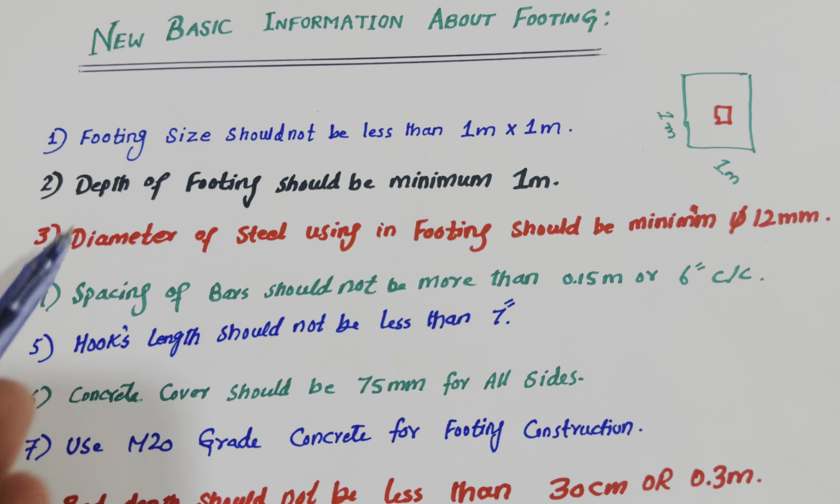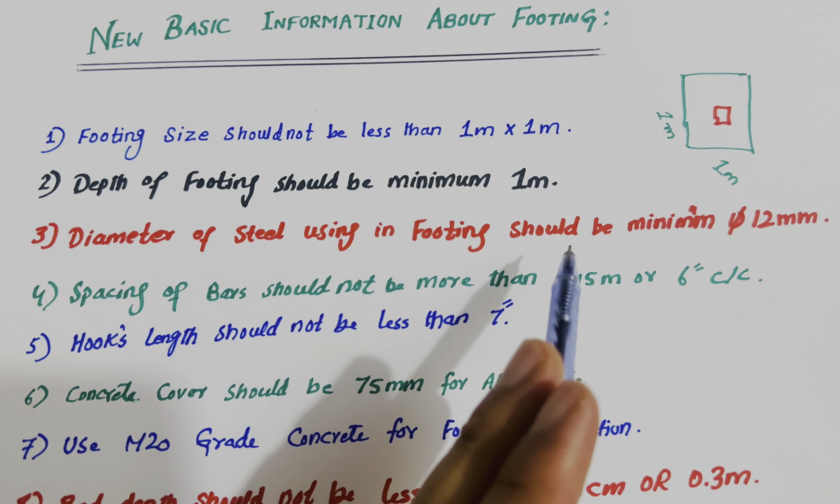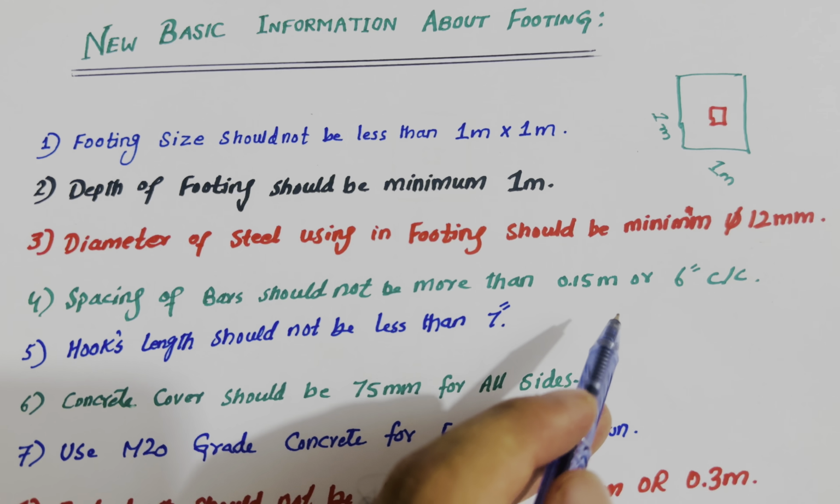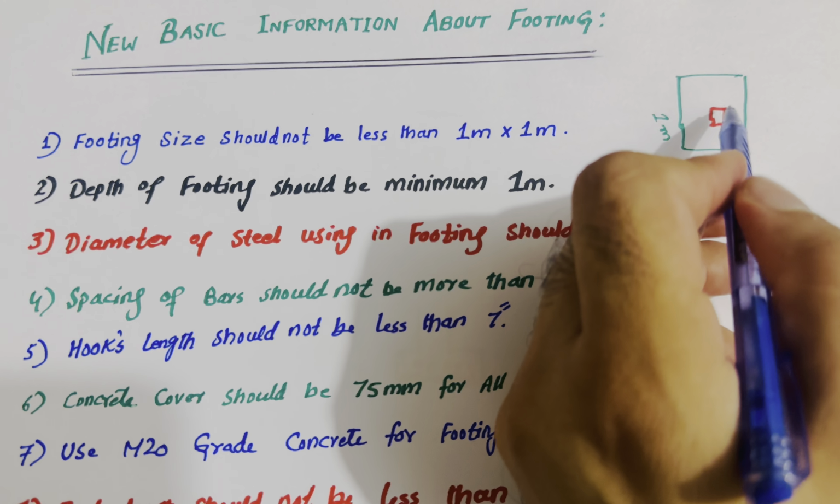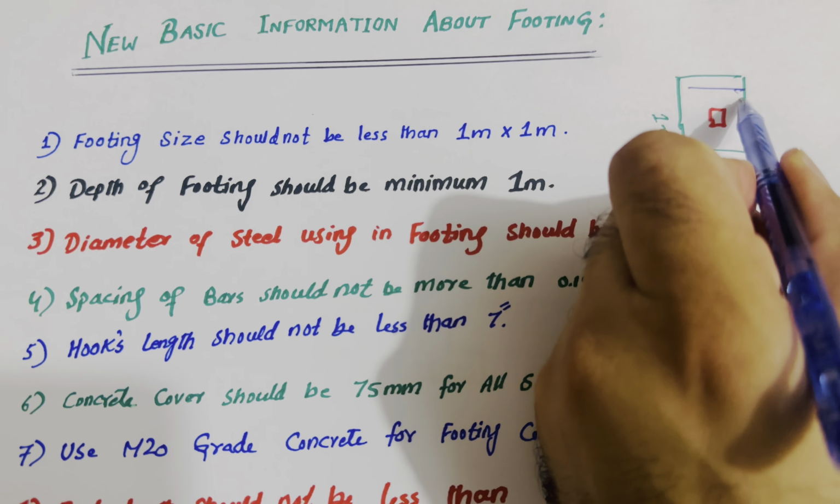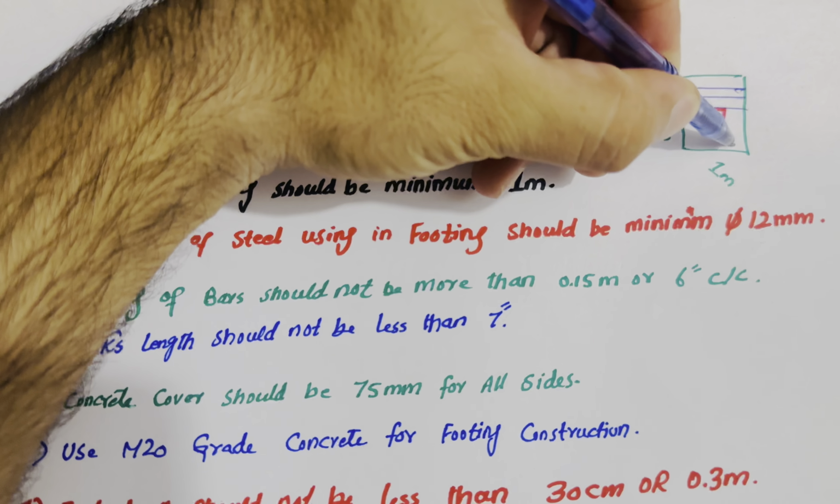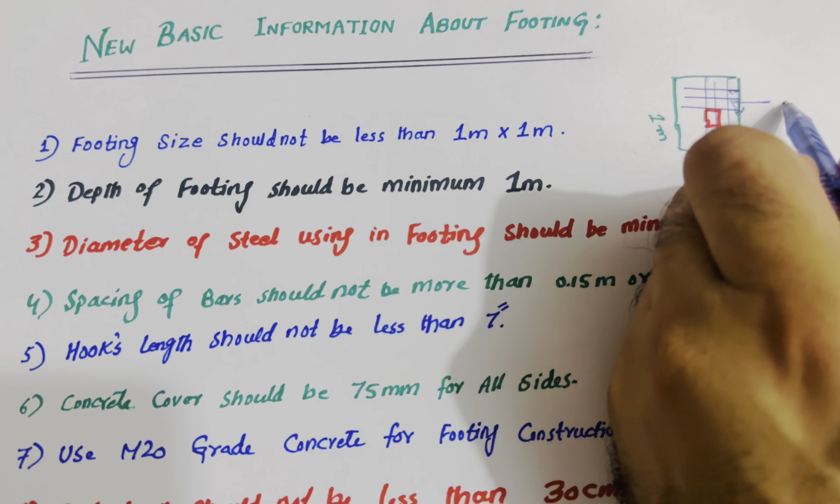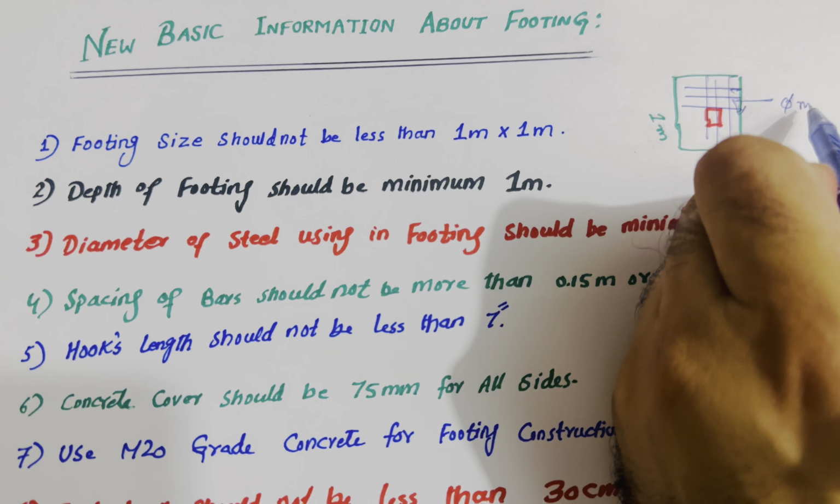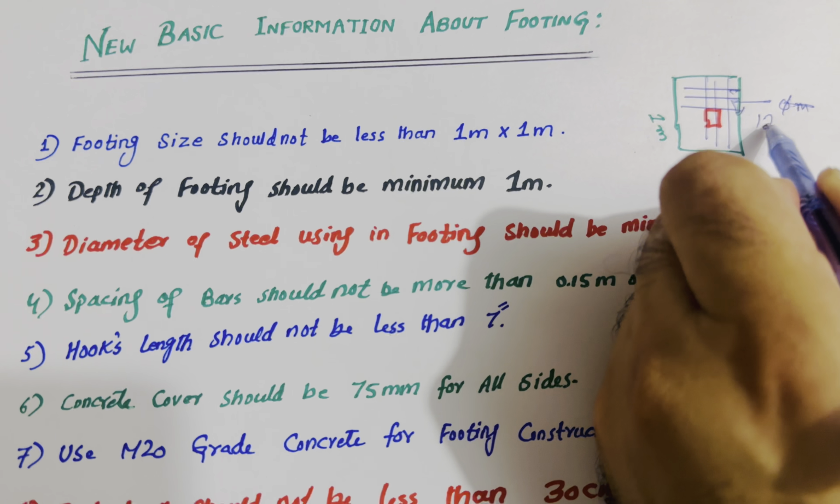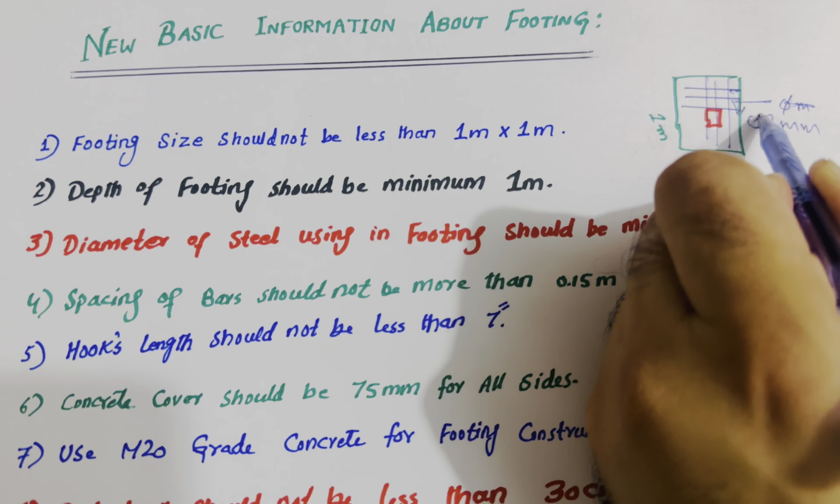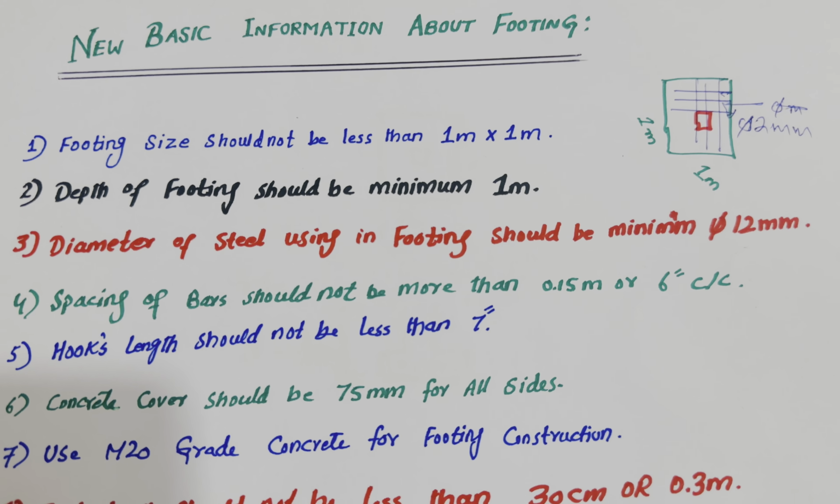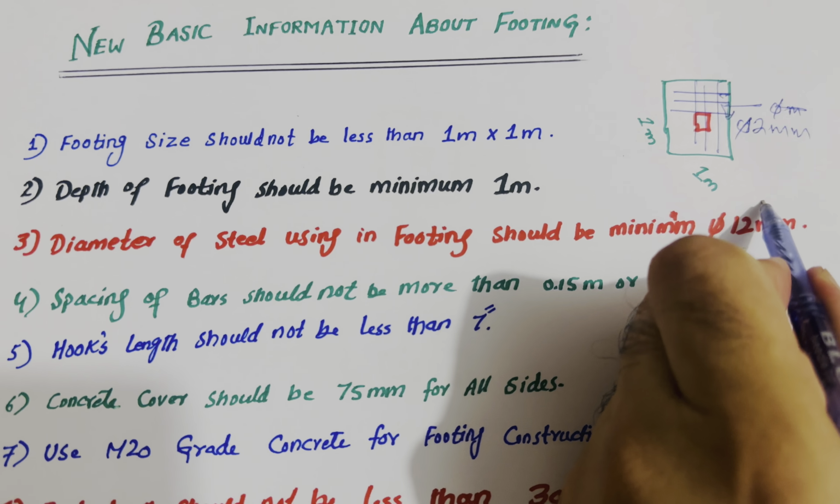The next one is, guys, diameter of steel used in the footing should be minimum 12 millimeter. Inside this, guys, you can see this is the footing, so we are placing steel reinforcement, main bars and distribution bars. So the dia should not be less than 12 millimeter. This is the minimum diameter for steel reinforcement.